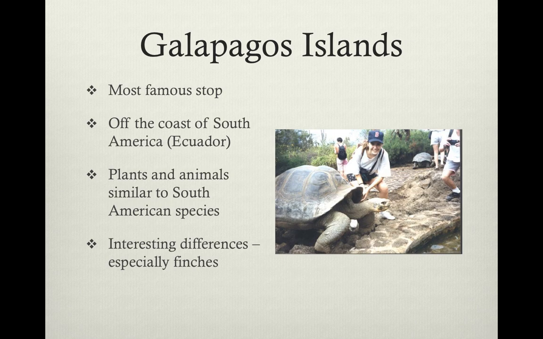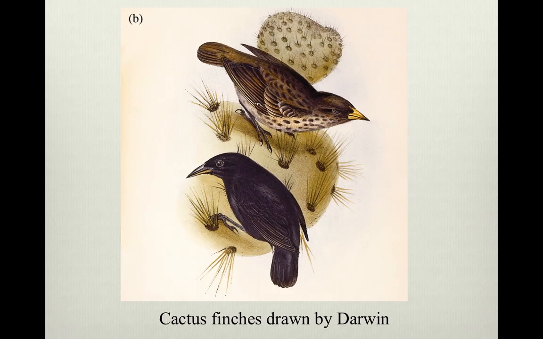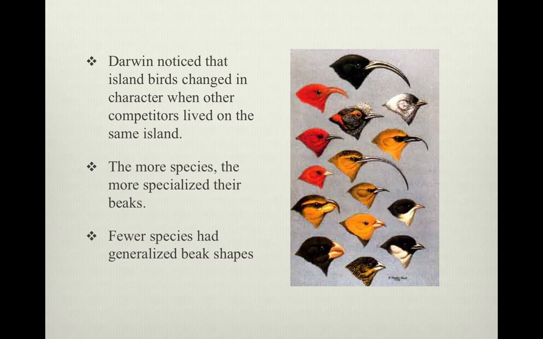Darwin was especially interested in the bird life that he found on the Galapagos Islands, and these birds happen to all be finches. Here is a print from one of Darwin's own drawings of cactus finches, and here is a great picture that really summarizes what was going on in the Galapagos Islands with these finches.